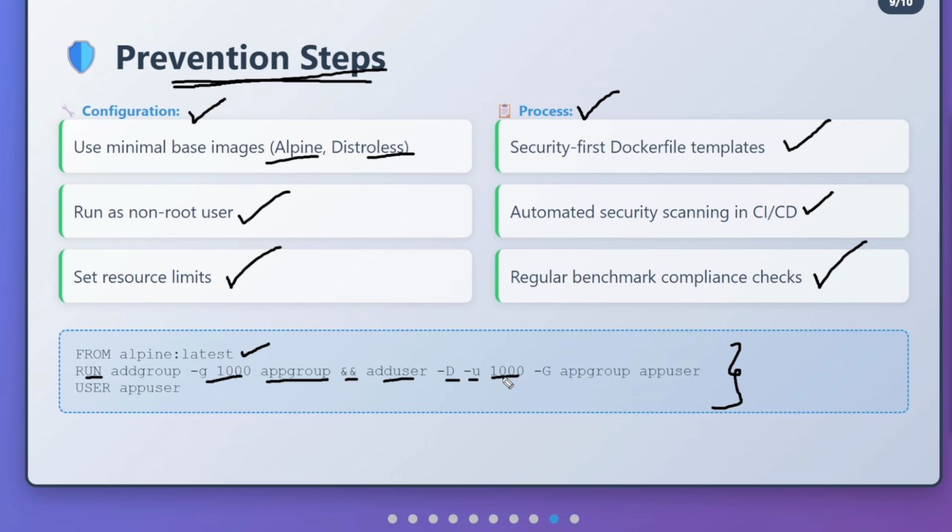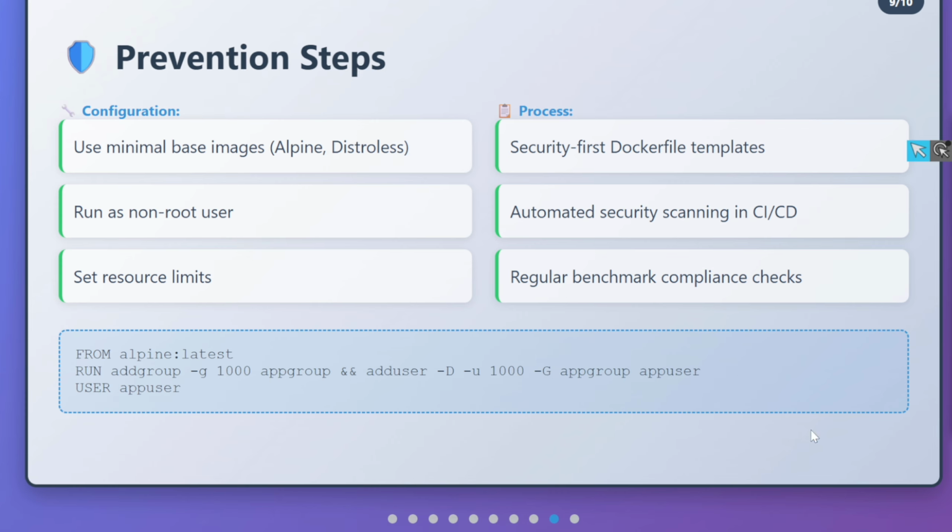-u 1000, which is a user ID. If the user ID is 0, then that is a root user. If the user ID is greater than 0, then that is a non-root user. And assigning this user to this group with the -g argument and group name. Okay, and this is the app user, this is the username, and we are switching to this user. Whatever commands we run below this will all run with the help of the app user which was created. Okay, and there are no root privileges for that user. It is a local user.